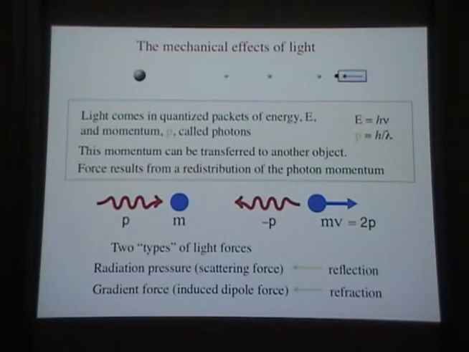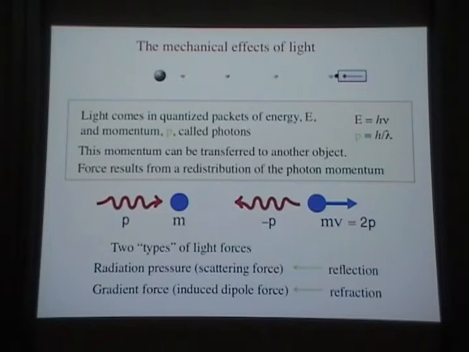So let's start at the beginning. You may have already heard this, but it's probably worth repeating. What are the mechanical effects of light? So you're probably aware that light comes in quantized packets of energy called photons. In addition to carrying energy, the light can actually carry momentum, which is proportional to the energy. And if you can transfer this momentum to another object, you actually can produce a force on the object. So the force results from a redistribution of the photon momentum interacting with the object.